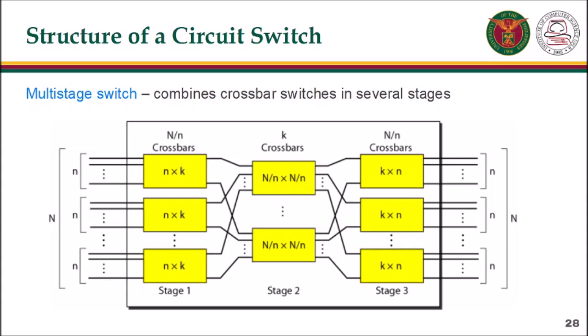in several stages. In a single crossbar switch, only one row or column is active for any connection, so we need N by N crosspoints. If we can allow multiple paths inside the switch, we can decrease the number of crosspoints. Each crosspoint in the middle stage can be accessed by multiple crosspoints in the first or third stage.